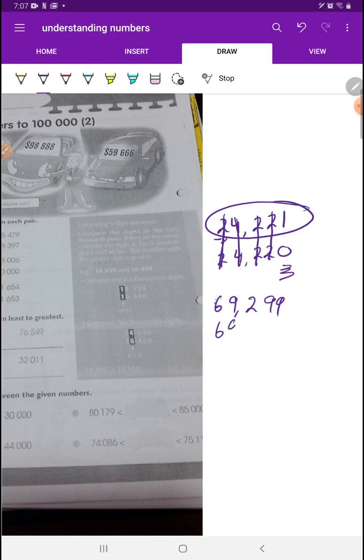69,299 versus 69,300. Okay, now you might look at that and say, oh my God, look at all those 9s. This must be the bigger number, but that is not true because we look here, 6, 6 the same, 9, 9 the same. Oh, right there, 2 and 3. Well, which number is bigger? 3 is bigger, so this number is the same. The other two digits, they don't matter.